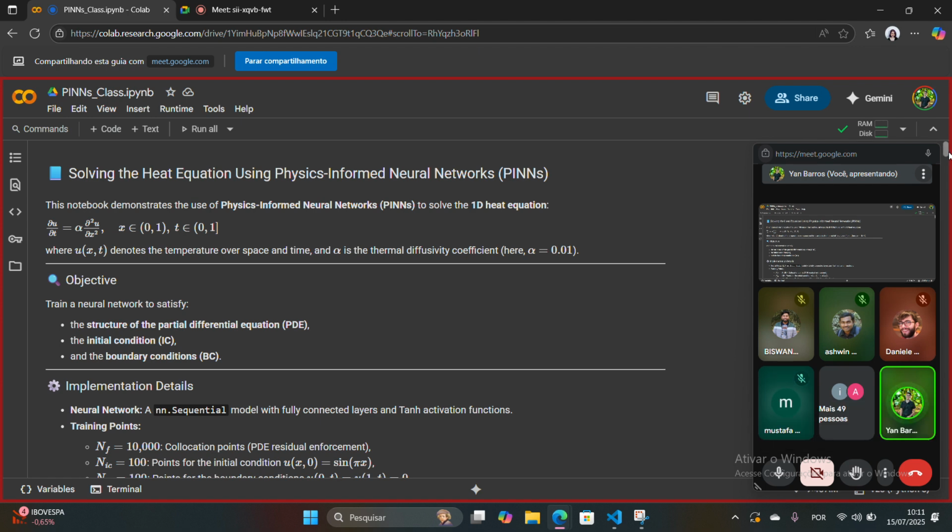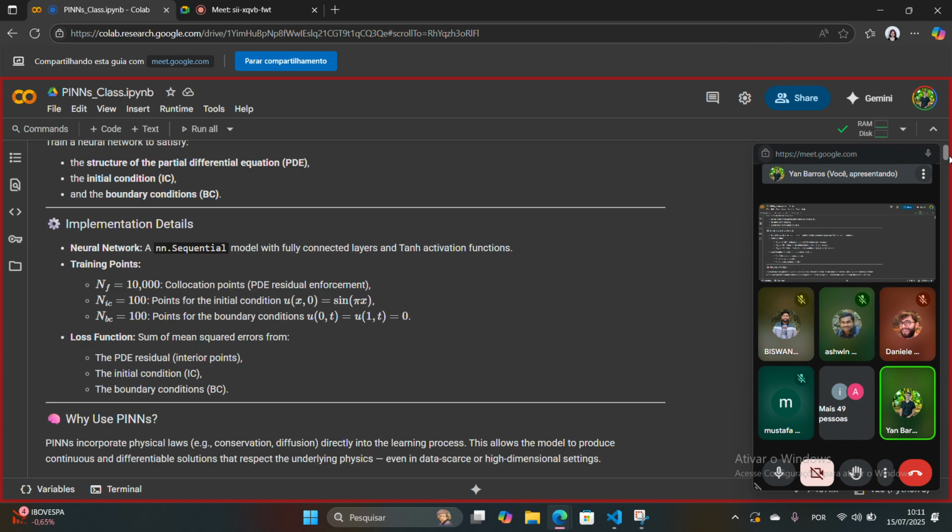So here we are starting again with a 1D heat equation. I'm using 10,000 collocation points for the data set and 100 points for the initial condition and the boundary conditions for this equation. For this equation, we have the initial condition as u(x, 0) equals the sine of pi x, and the boundary conditions at 0 and 1 for t, where all of the points are equal to 0.